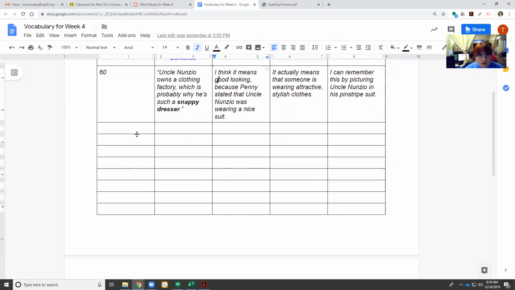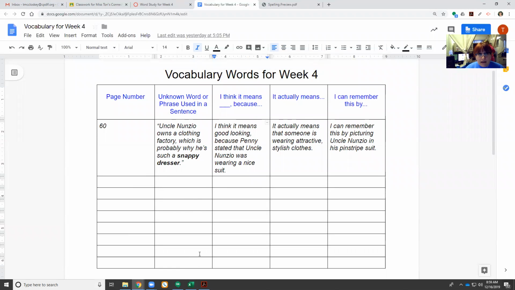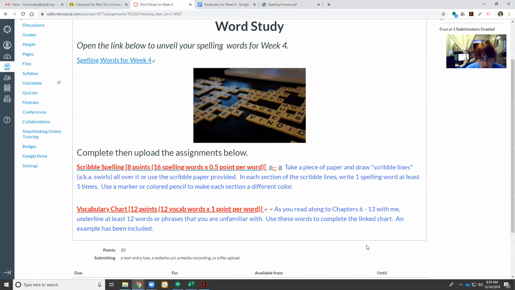So you are going to do that for 12 words. So we're reading this week chapter 6 through chapter 13. So we have plenty of chapters that you can pull words from. And you do just what I did. You can use this example. You write down the page number, the sentence that the word that you're looking for is in, what you think it means, then you look up the definition either on Google or in a hard copy dictionary, and tell me how you can remember this. Are you going to picture something? Are you going to draw a picture? How are you going to remember it? All right.